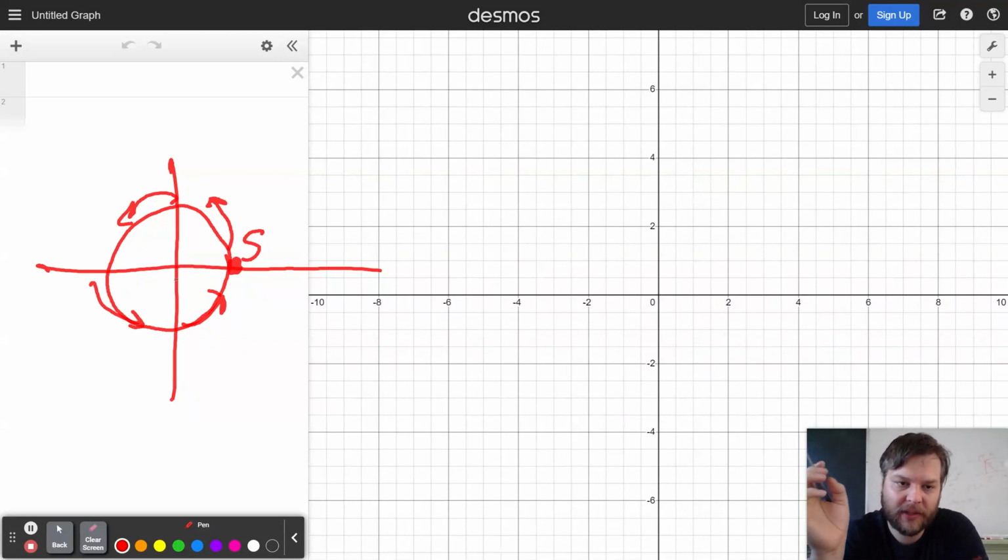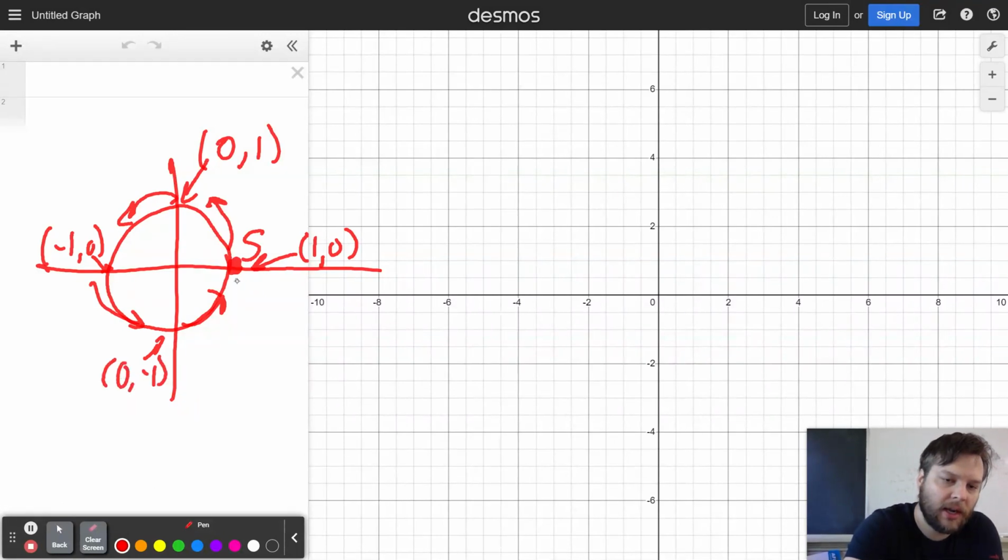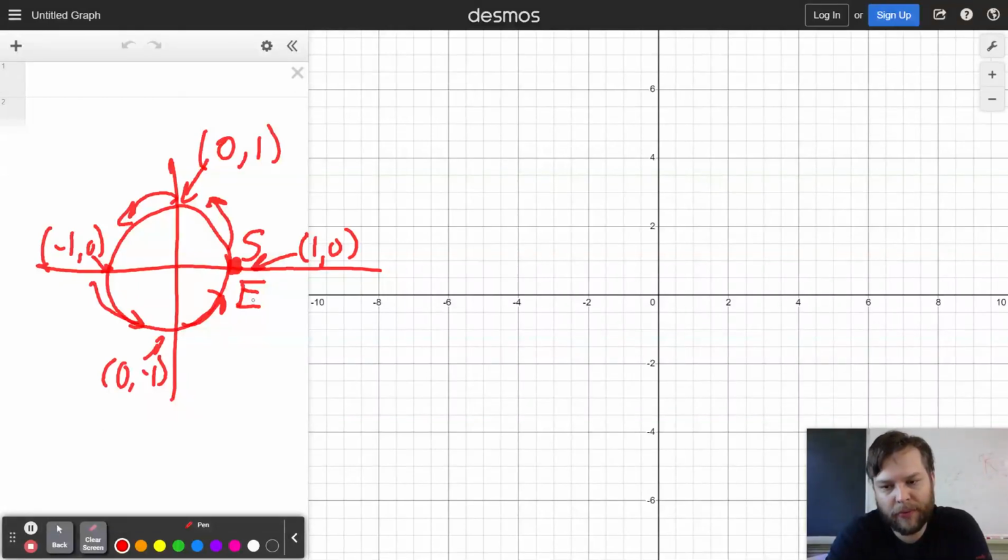And so the points that I really care about are this one right here, which is 1 comma 0, this one here, 0 comma 1, this one here, negative 1 comma 0, and then 0 comma negative 1, and then we end here. Okay, and so we're basically just going to do the four compass directions: east, north, west, and south, and then back to east in that order.